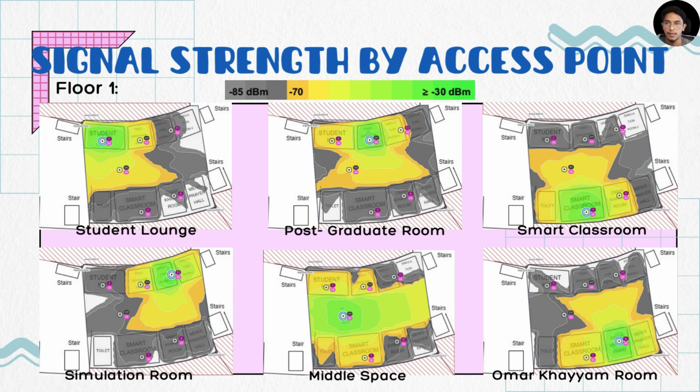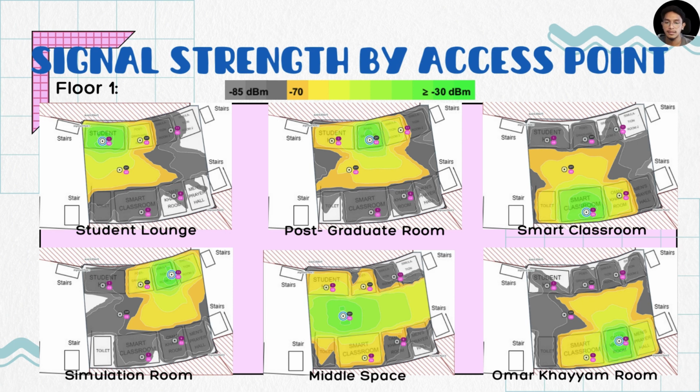And then in the smart classroom, as the name says, it must have connectivity to the internet. And then the simulation room, for the students to do the simulation for their projects. And then at the middle space of floor 1, because some of the programs are held there, and it is for general use. Many people will use it. And then in the Omakayam room, which is a fully equipped room.